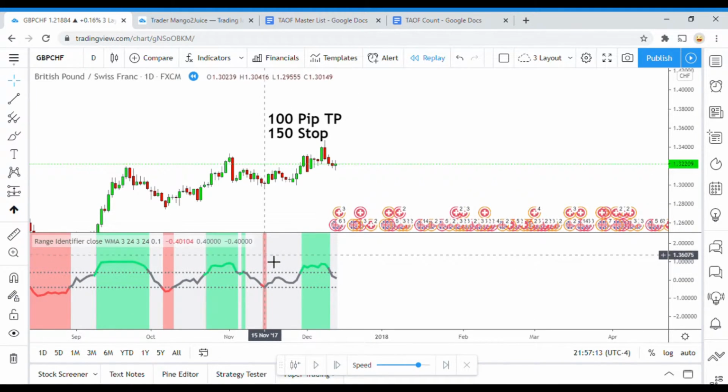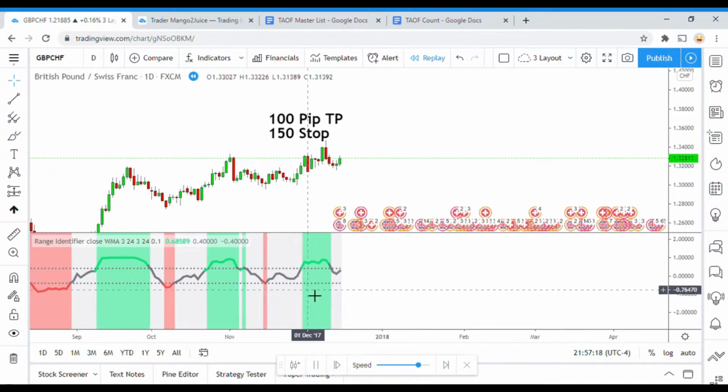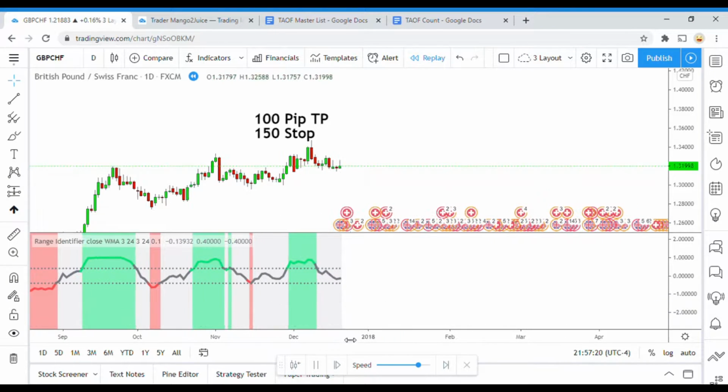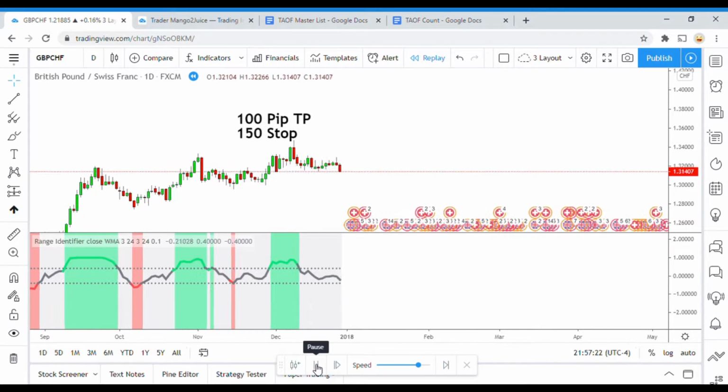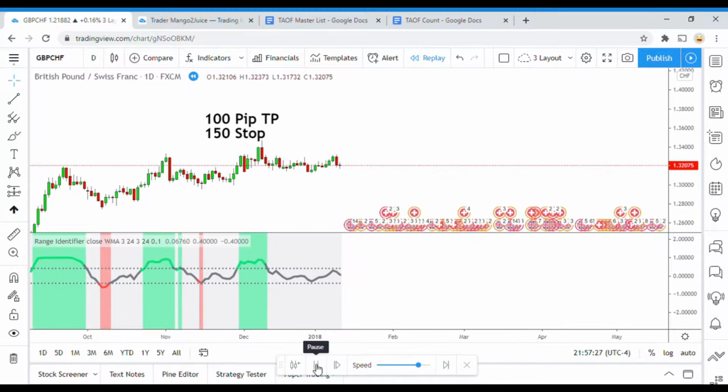When the background turns green, it's going to be a signal to go long. When it turns red, that's going to be a signal to go short. Pretty simple. And then we have this area, like I said, down the middle here. It's going to act as a ranging zone.